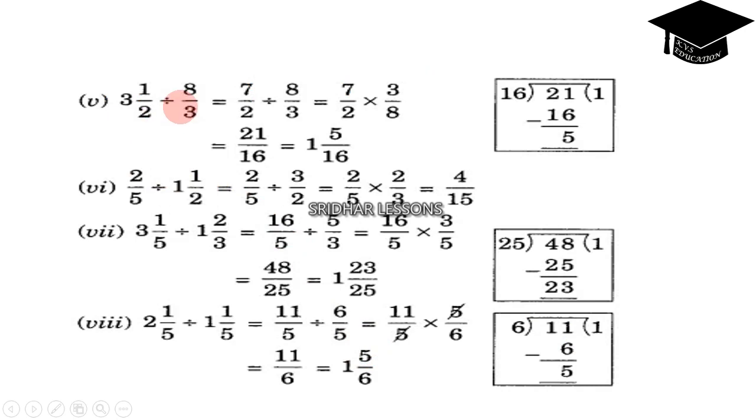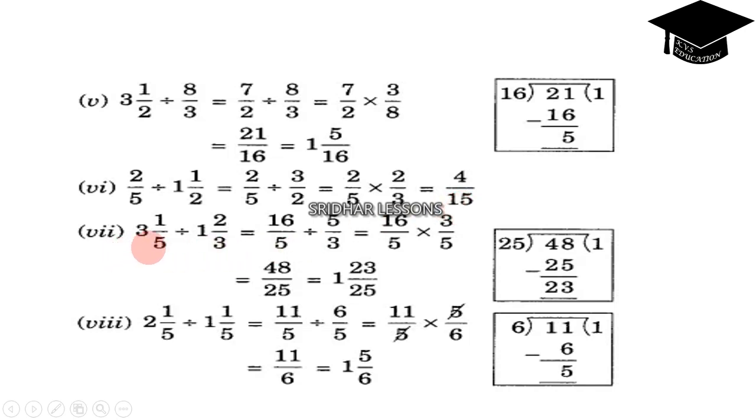Next problem, 3 and a half divided by 8/3. 3 and a half can be written as 7/2 divided by 8/3. So this in turn becomes 7/2 times 3/8. 7 times 3 is 21, 2 times 8 is 16. 21 divided by 16, the remainder is 5. So it is 1 5/16. Sixth problem, 2/5 divided by 1 and a half. This is equal to 2/5 divided by 3/2. This is equal to 2/5 times 2/3. So 2 times 2 is 4, 5 times 3 is 15.